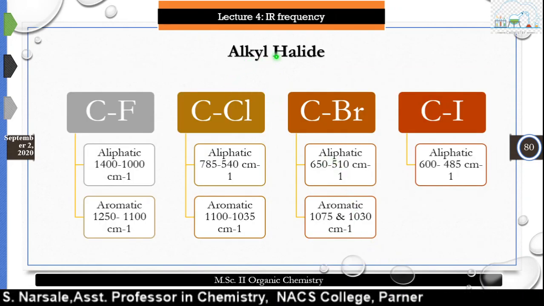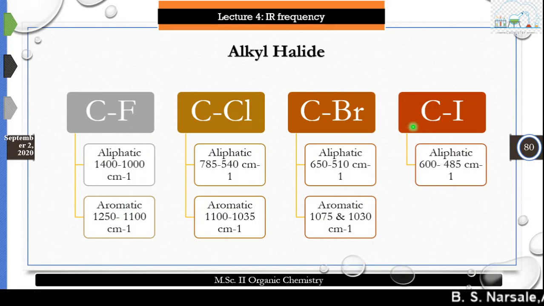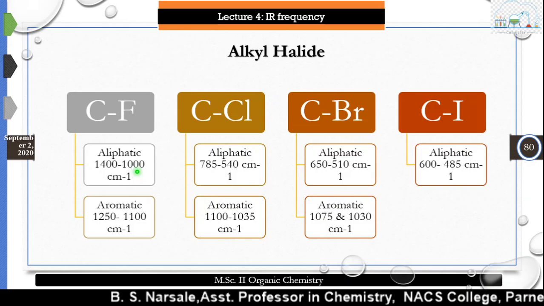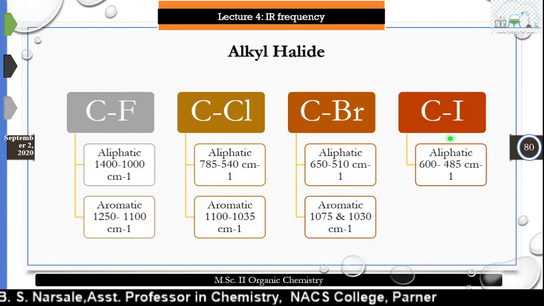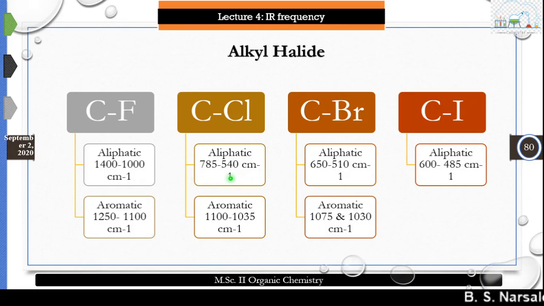And another one is the alkyl halide. The alkyl halides show in different regions, aliphatic and aromatic. In the aliphatic regions, if you look at fluorine, chlorine, bromine, and iodine, the range is higher for fluorine, 1400 to 1000, and very low for iodine, 600 to 485 centimeter inverse, and chlorine and bromine in between, observed at 785 to 540 and 650 to 510 centimeter inverse.